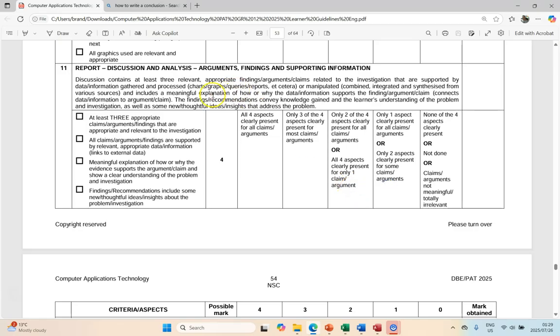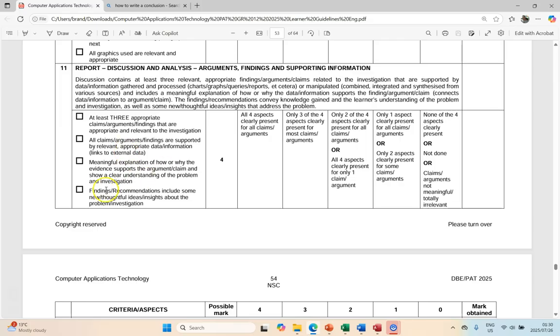So here we talk about the findings. At least 3 claims must be made. I suggest you doing 4 just to make sure that if one of them isn't that great or the market doesn't like one of them, at least you've got 3 that are definitely appropriate. That you have supported information or data regarding it. In other words, you've got pictures, charts, things like that that you are basing that argument or claim on.